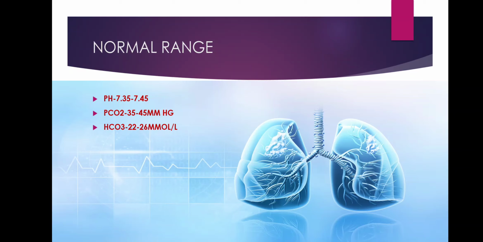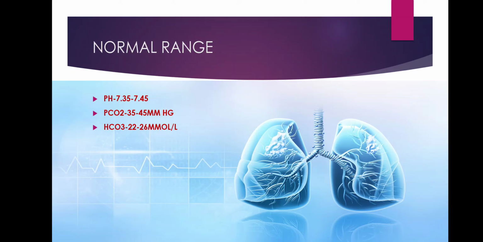First we will analyze the ABGs. In ABGs we have a normal ABG, acidosis and alkalosis. In acidosis and alkalosis we have respiratory and metabolic acidosis. The normal ABG is pH 7.35 to 7.45, PCO2 35 to 45, bicarbonate 22 to 26.